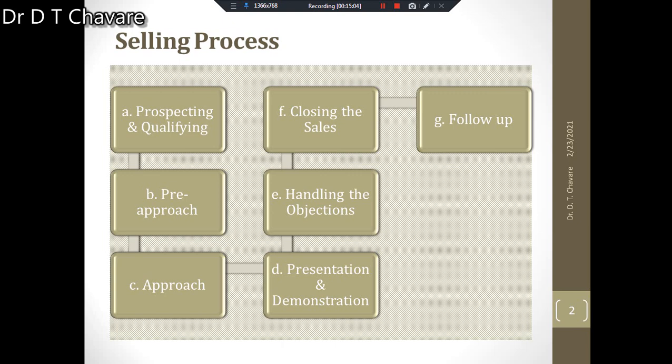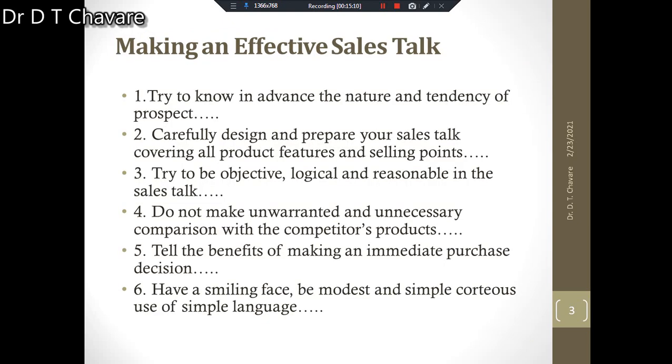Seven stages are there, and after completion of those stages, definitely your selling process will be completed. Now, making an effective sales talk. Try to understand what type of efforts you should make to make an effective sales talk. In the personal selling process, a sales talk plays a crucial role.